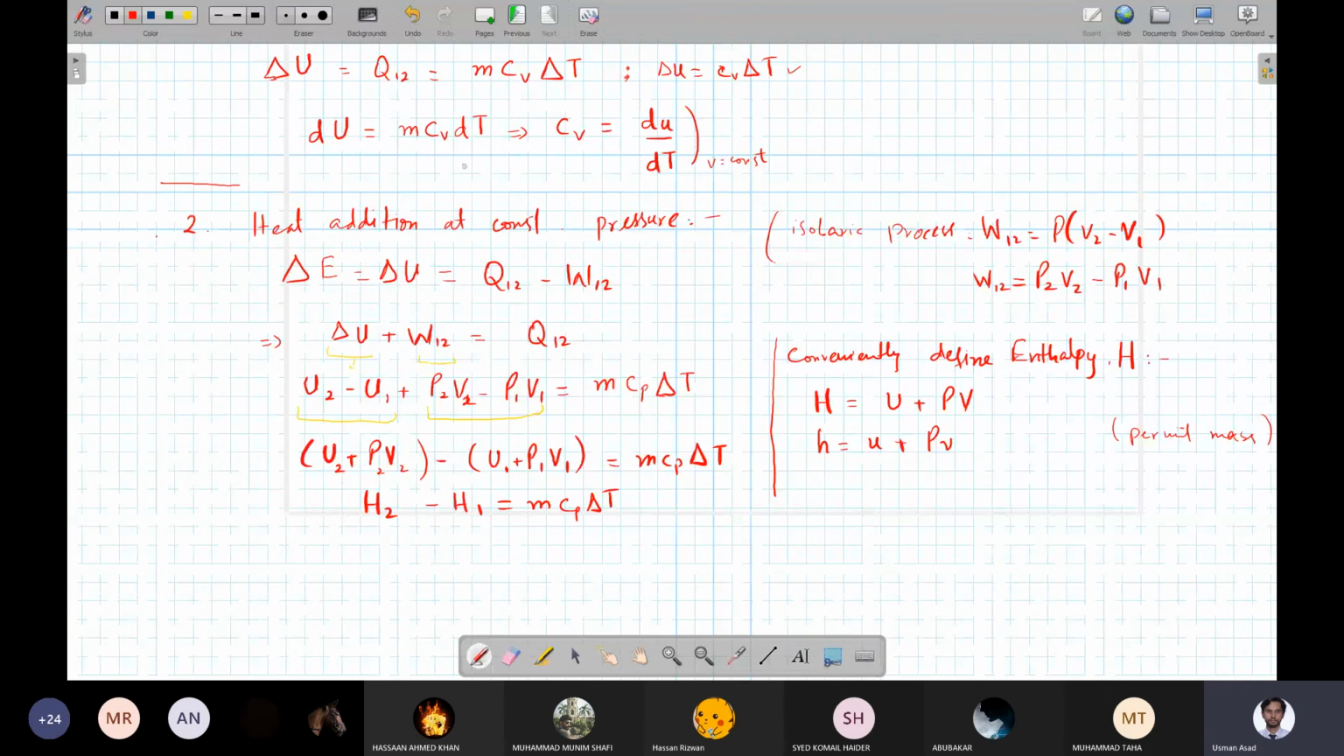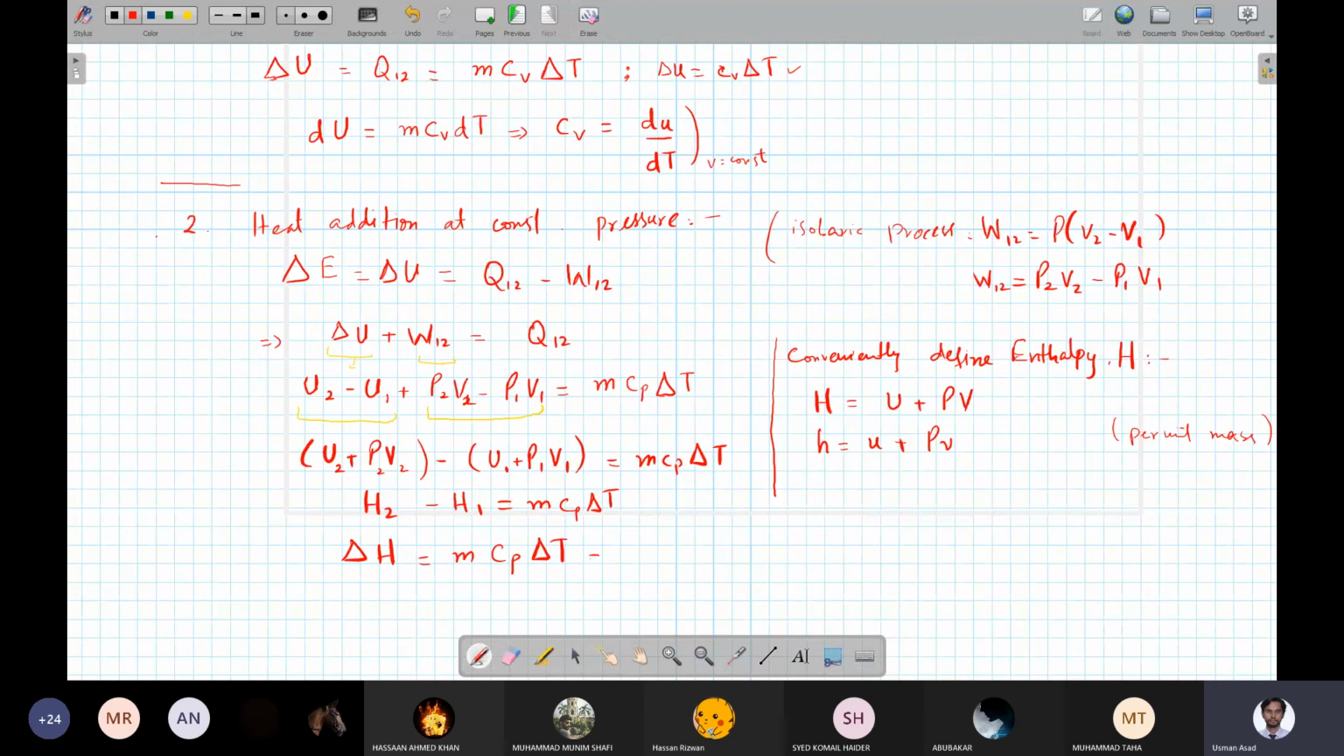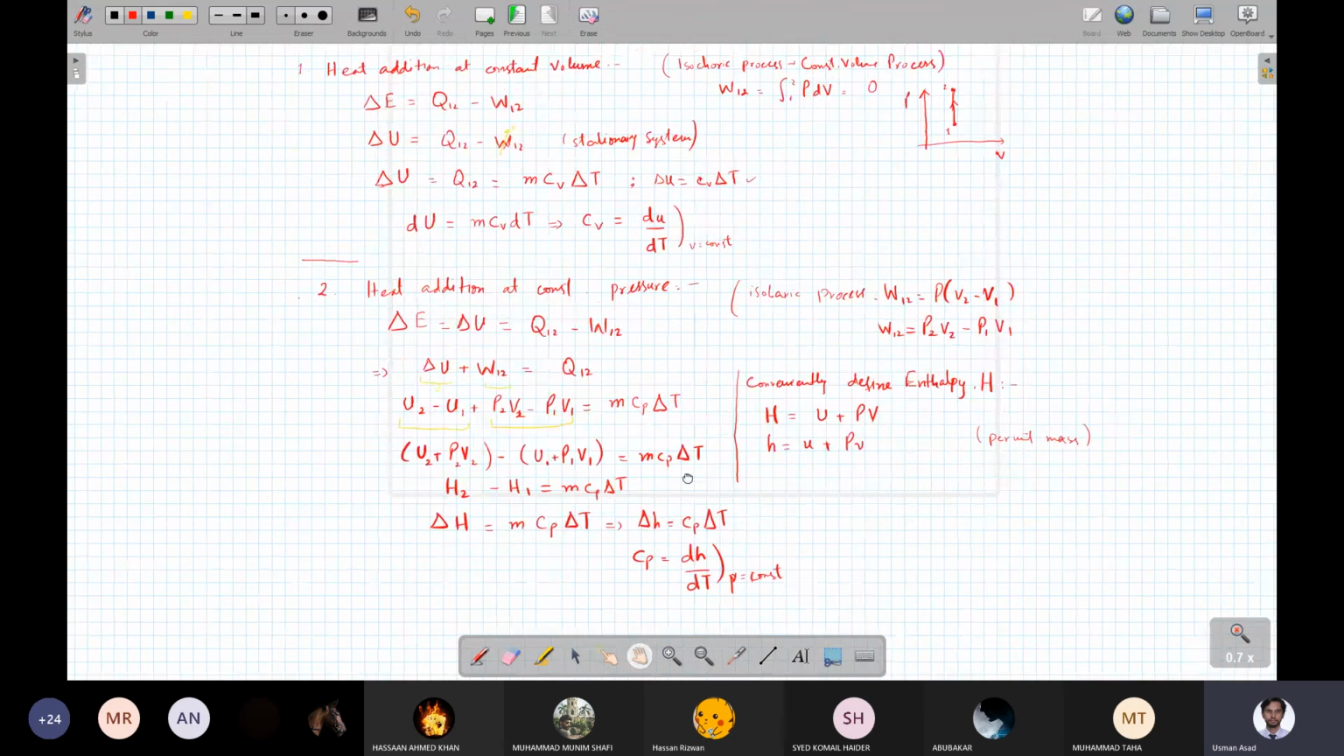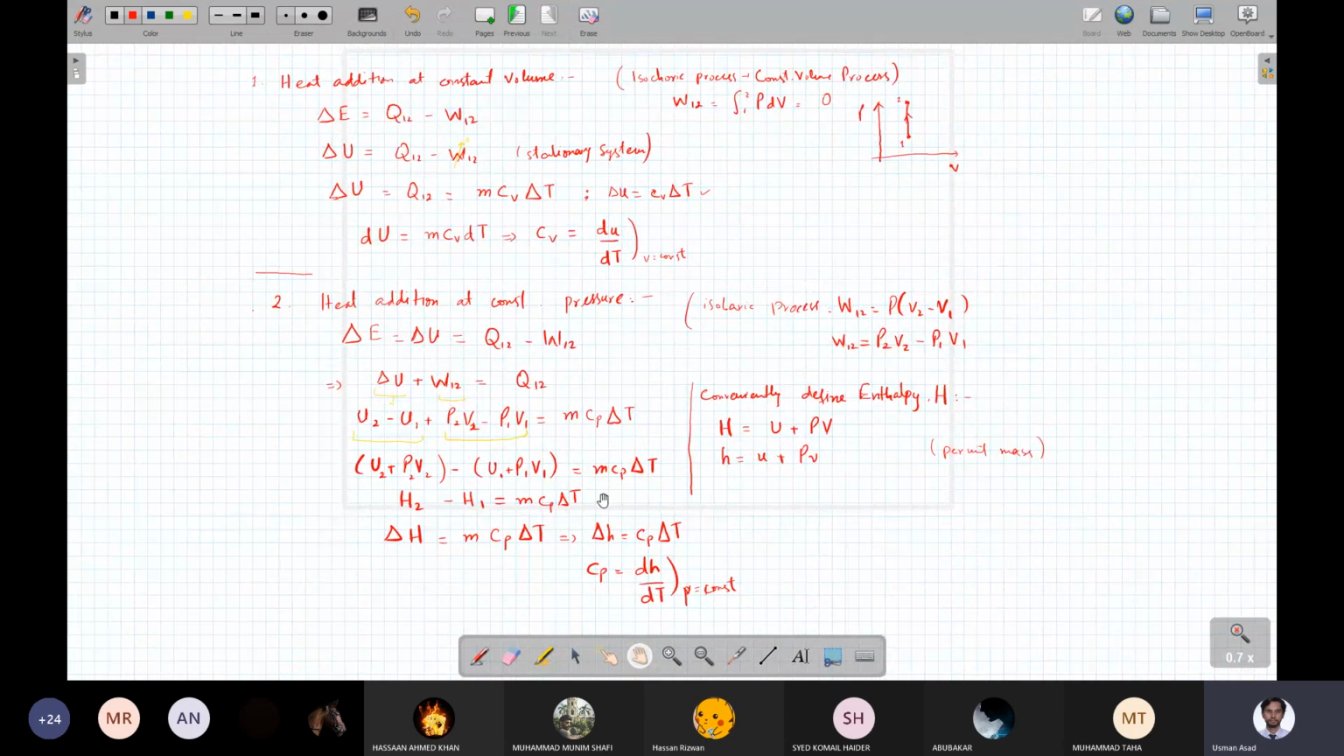Which leads to, जिस तरह यहाँ पे du was equal to m Cv delta T, यहाँ पे dh is equal to m Cp delta T, या small dh is equal to Cp delta T, और exactly उसी तरह Cp की definition बन जाती है dh over dT calculated at, उल्टा बोल रहा हूँ दोबारा से, pressure is constant, ठीक है? All of this makes some sense?